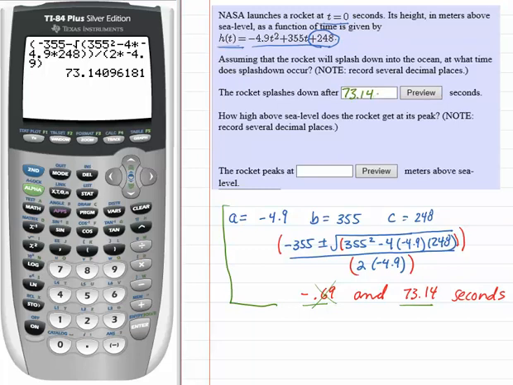And when I press enter, I get about, the rocket's going to splash down in about 73.141, let's call it. You want to put a few decimal places in there. And that looked like about what my table was saying too, that in about 73 seconds it was going to splash down. So there's the answer for the first part.